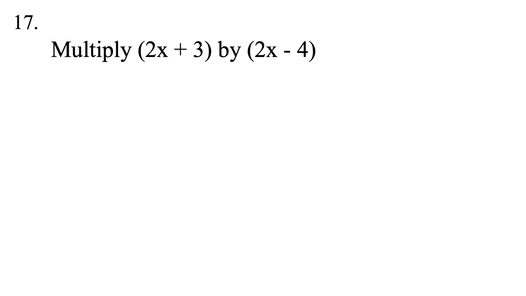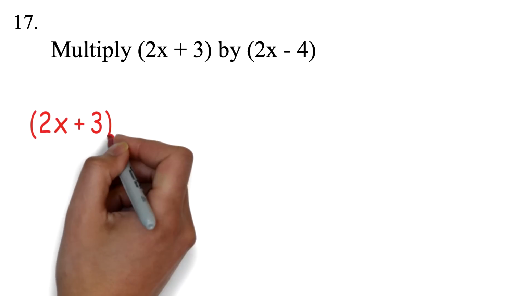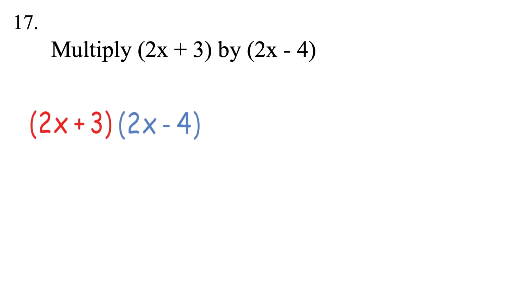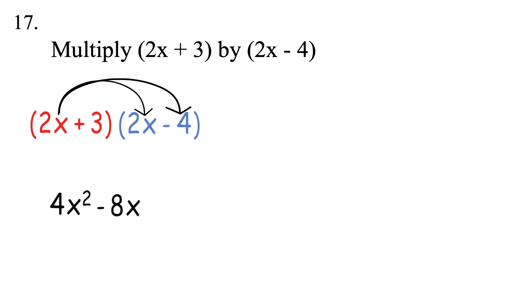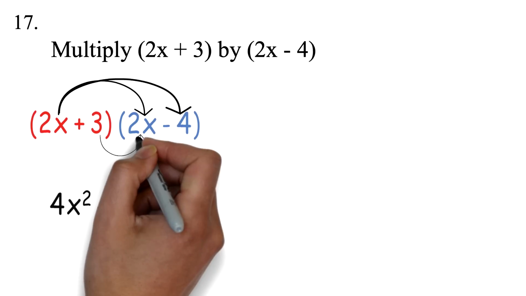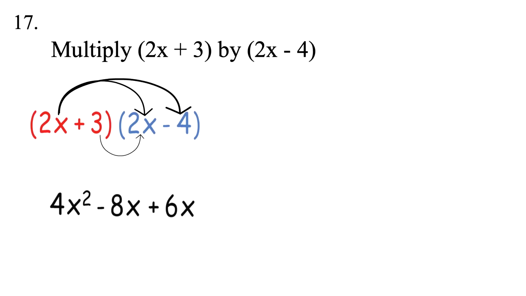Question 17. We want to multiply the polynomials 2x plus 3 and 2x minus 4. We multiply each term in the second parenthesis by the terms in the first. So 2x will multiply 2x to get 4x squared. Then 2x will multiply negative 4 to give us negative 8x. Next, we will multiply by the 3. 3 times 2x is 6x. 3 times negative 4 is negative 12.